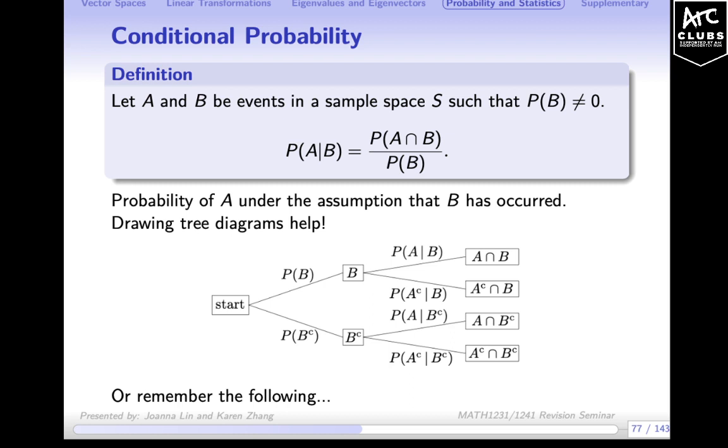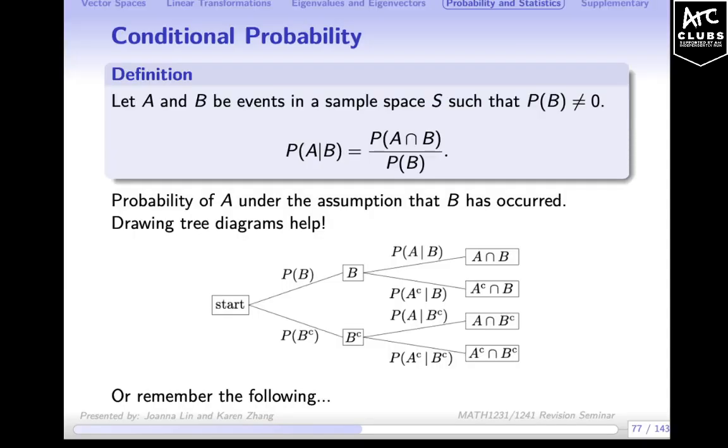Again, it's really helpful to draw tree diagrams. So I actually suggest drawing tree diagrams in your exam, just so you can keep track of each of the outcomes and each of the probabilities. It's a lot easier. So what this definition is saying is, given B has occurred, so your first branch would be whether B has occurred or hasn't occurred, find the probability of A occurring. So from here, you would branch off into A occurring or not occurring, so A or A complement, and then again A or A complement for the second branch. So that's how your tree diagram works.